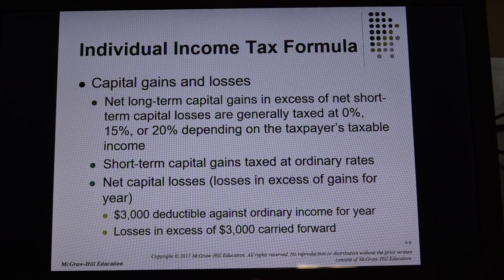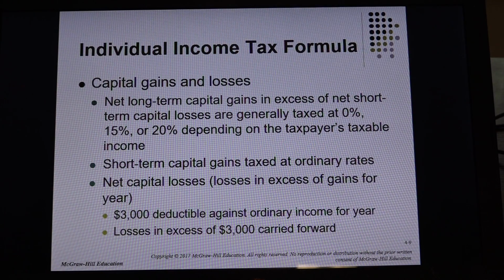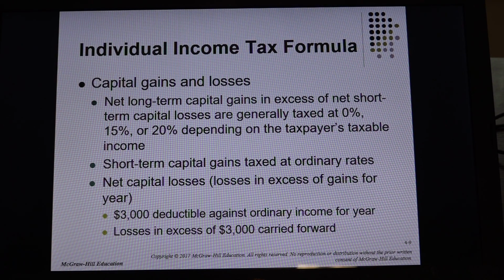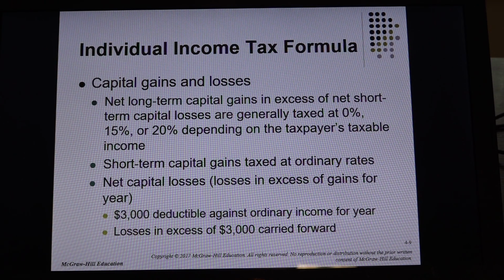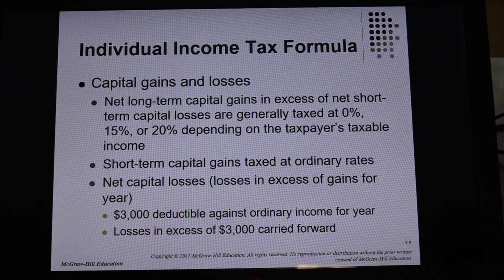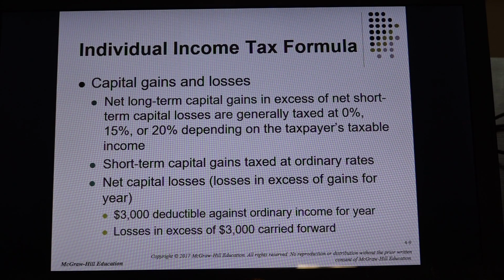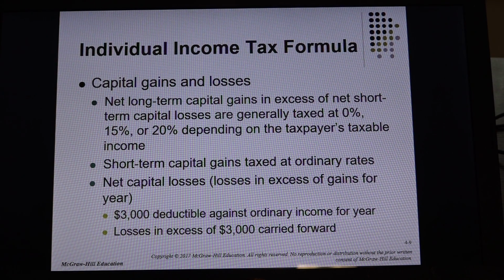Let's say you sell one or more capital assets and you have a net capital loss, that would be losses that are in excess of your gains from the sale of capital assets. That's going to happen when you have the sale of multiple capital assets. What you get to do with that net capital loss is you get to deduct $3,000 of that loss against ordinary income. Any loss that remains in excess of the $3,000 gets carried forward and used in subsequent years.